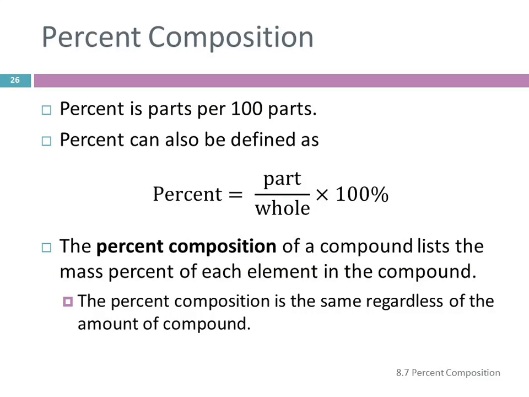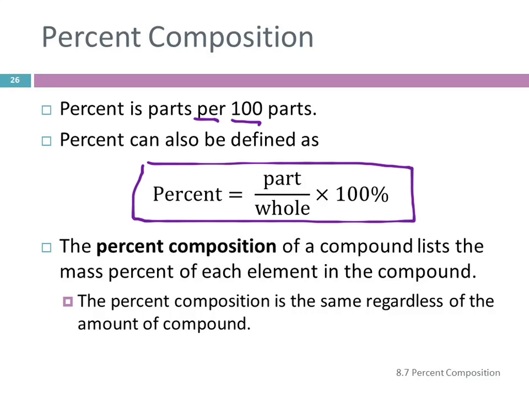Percent composition. We've talked about percent before. Percent means parts per 100 parts. Percent, per 100. There's 100 cents in a dollar, right? Another way to define percent is this way: the part over the whole times 100. You end up with exactly the same thing.